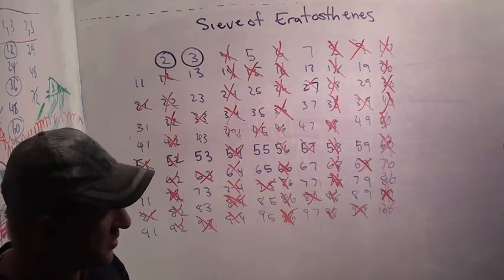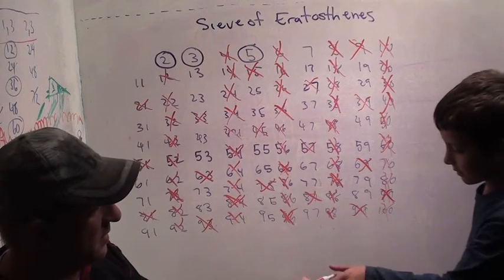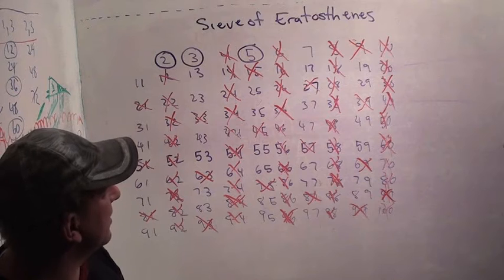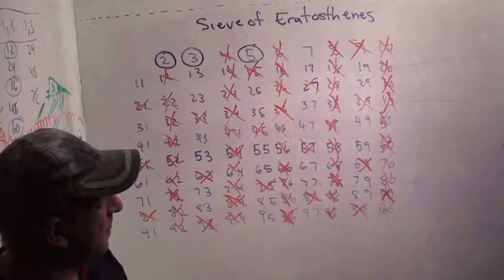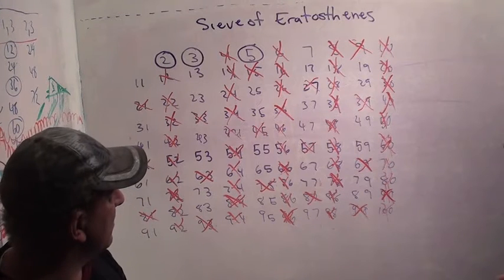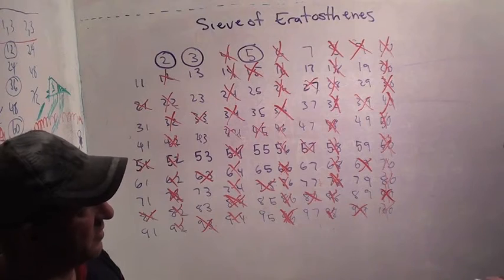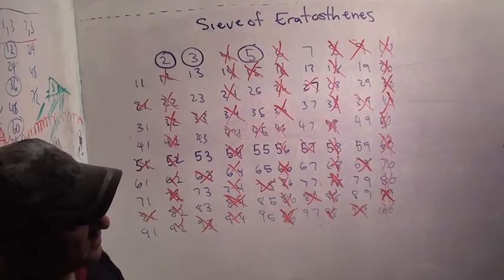Awesome. Okay, now the next one that's not crossed out is 5. Is 5 prime? 5 is prime. So we've got to cross out all the multiples of 5. But what do you notice about a lot of the multiples of 5? A lot of them are already crossed out. Well, which ones are not crossed out? What's special about multiples of 5?